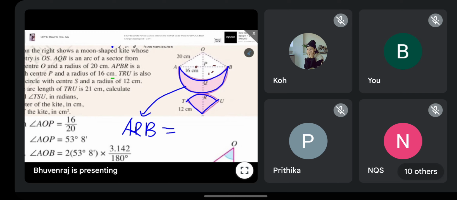Anyone? ALB. Macam mana kira panjang dia? Yes, okay, you can use S equals J theta, correct? Okay, you can use S equals J theta. So very easy lah. So what is your J over here, guys? To get AQB, ALB. Apa nilai jejari kamu? What is your radius?